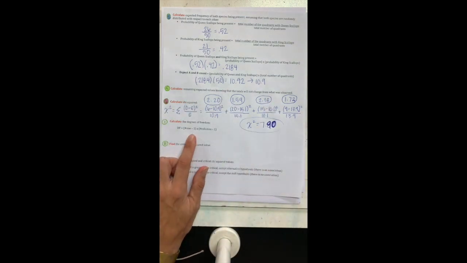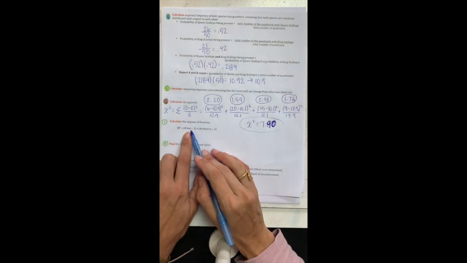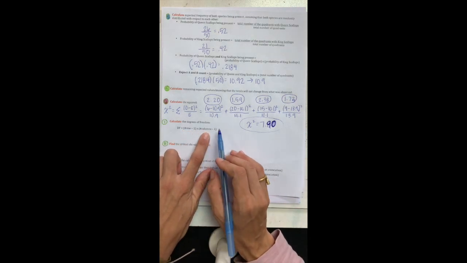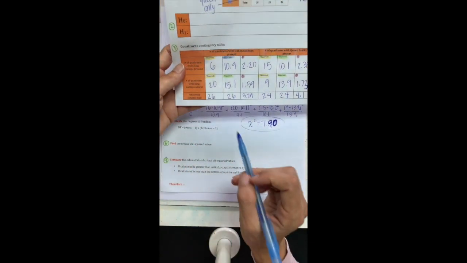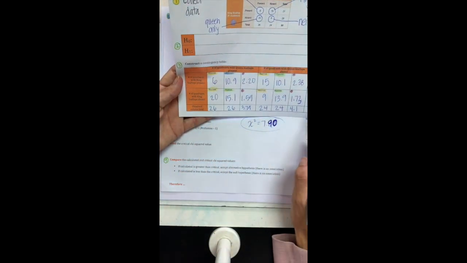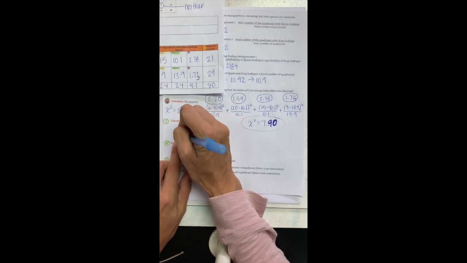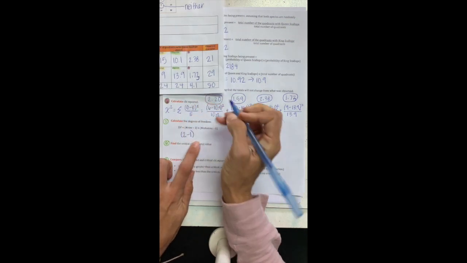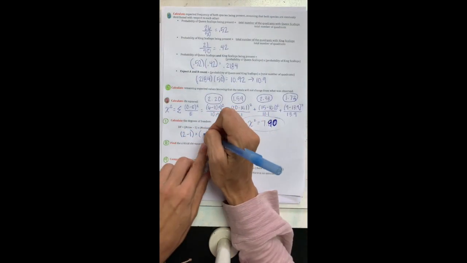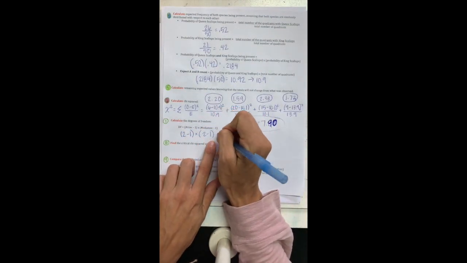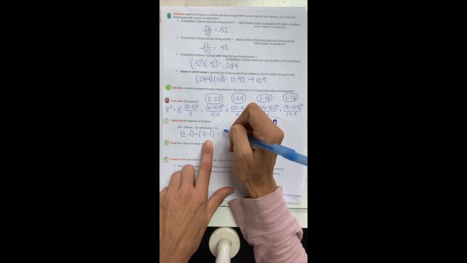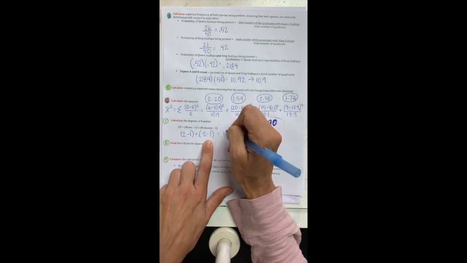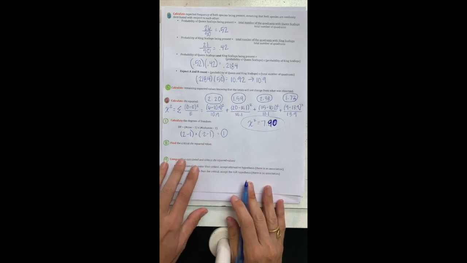Let's look at our degrees of freedom. To figure out your degrees of freedom, you take your rows minus 1 times your columns minus 1. How many rows do we have? Here's one row, here's your second row, so the number of rows is 2, minus 1. Then we times that by the number of columns. We had 2 columns, so 2 minus 1. So 1 times 1 equals what? Our degree of freedom is 1.